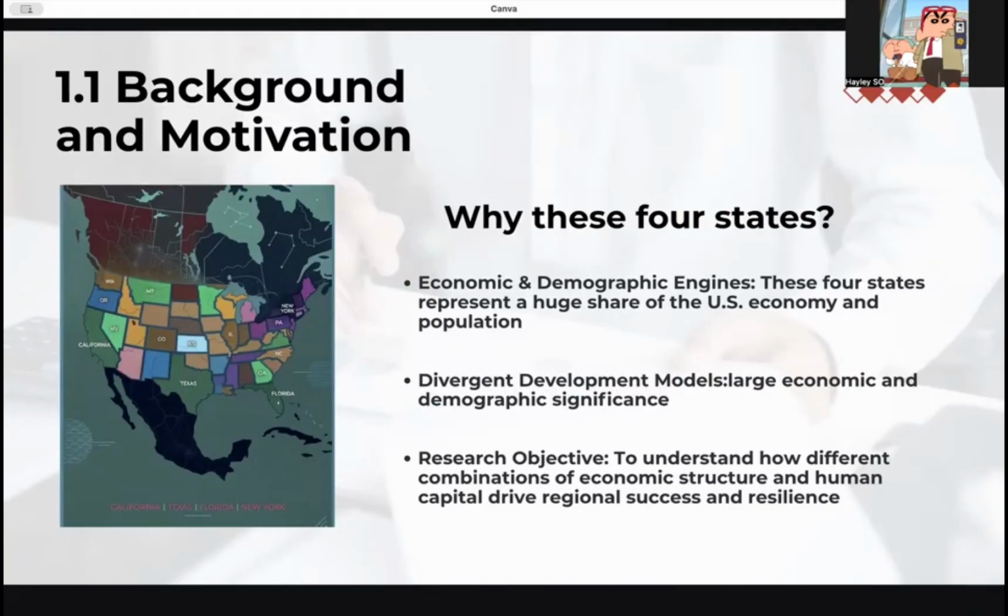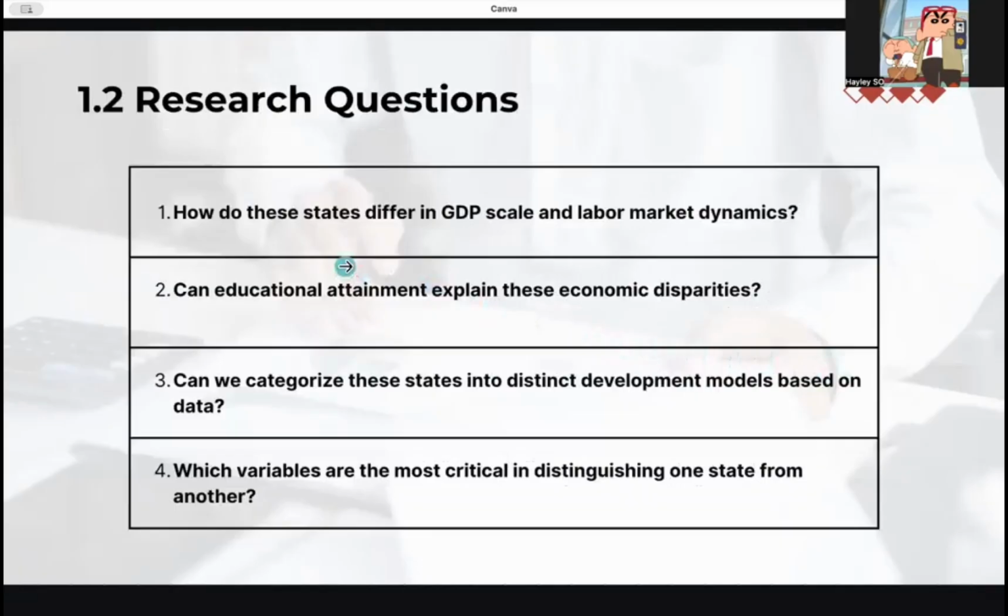In other words, our aim is not to represent the whole United States, but to compare different development patterns within one consistent framework. Now I move to our research questions. We mainly ask questions about GDP and labor market differences, the role of education, development models, and the key variables that distinguish the 4 states.